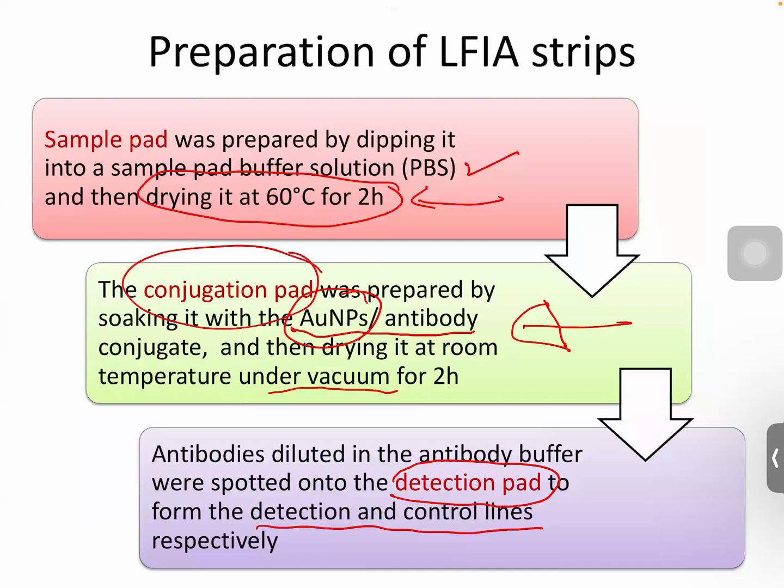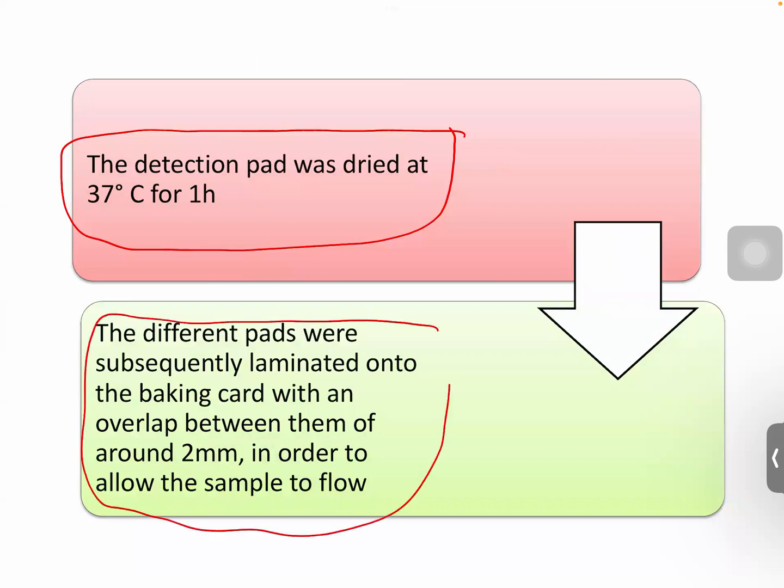After the sample pad, the conjugation pad, and the detection pad are ready, they are embedded on the laminated solid support. The length is up to you, because it also depends on the sample. If you think the sample does not have enough time to flow and interact, then you have to allow probably a different length. So this also has to be optimized. This is based on our experience, and this is what the student has done.